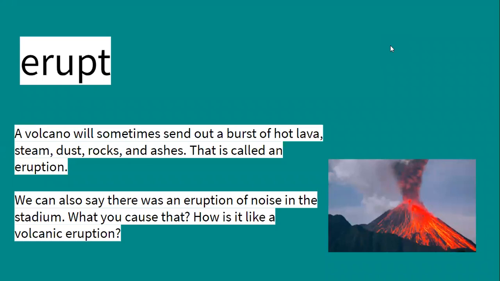Erupt. A volcano will sometimes send out a burst of hot lava, steam, dust, rocks, and ashes. That is called an eruption. We can also say that there was an eruption of noise in the stadium. What do you think can cause that? How is it like a volcanic eruption? Maybe if it's a real big burst of loud noise.